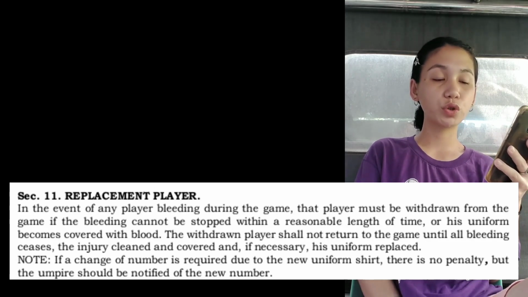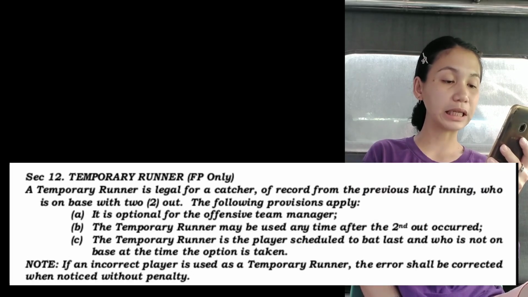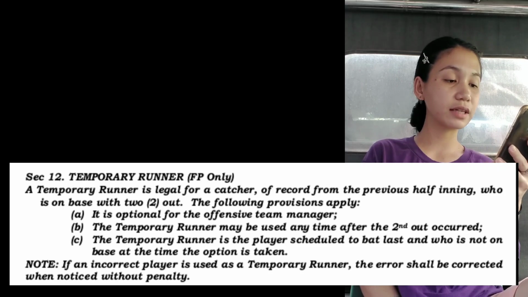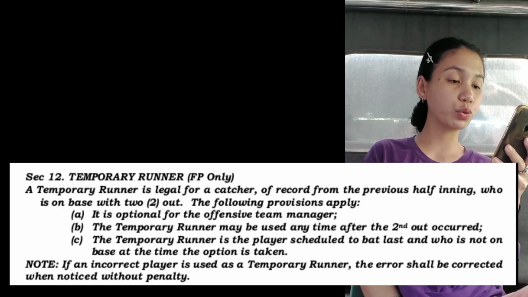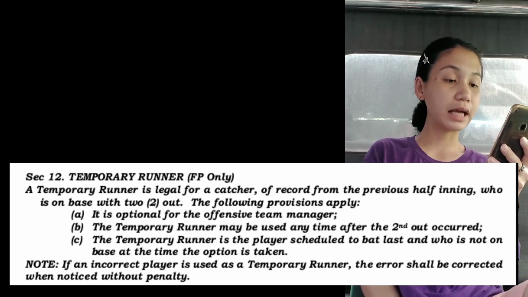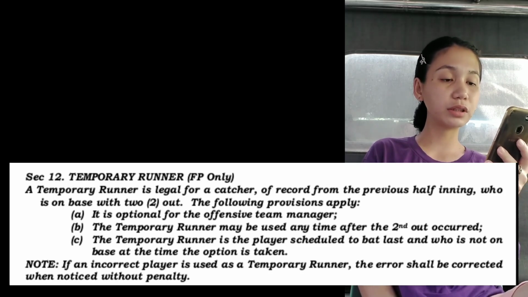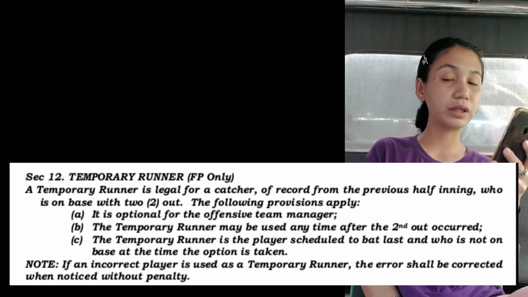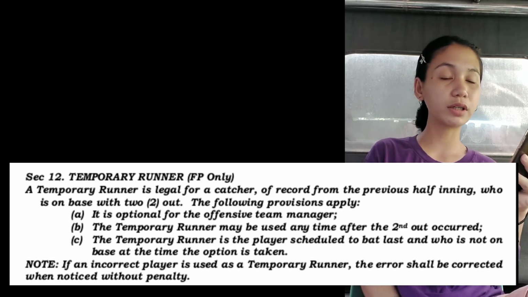Let's move on to section 12, temporary runner. FP only. A temporary runner is legal for a catcher or a player from the previous half inning who is on base with 2 out. The following provisions apply. A. It is optional for the offense team manager. B. The temporary runner may be used anytime after the second out has occurred. And C. The temporary runner is the player scheduled to bat last and who is not on base at the time the option is taken. So note that if an incorrect player is used as a temporary runner, the error shall be corrected when noticed without penalty. So that is rule number 4, section 12.